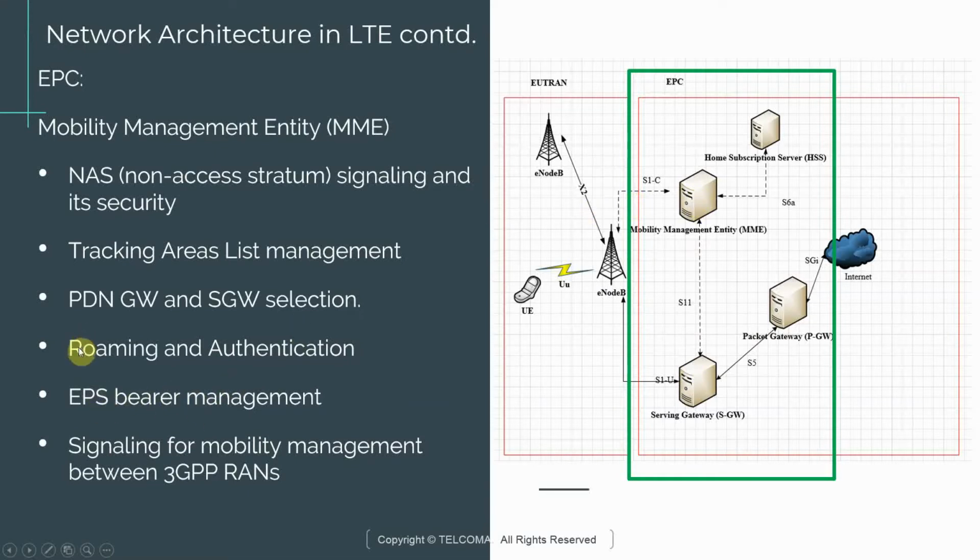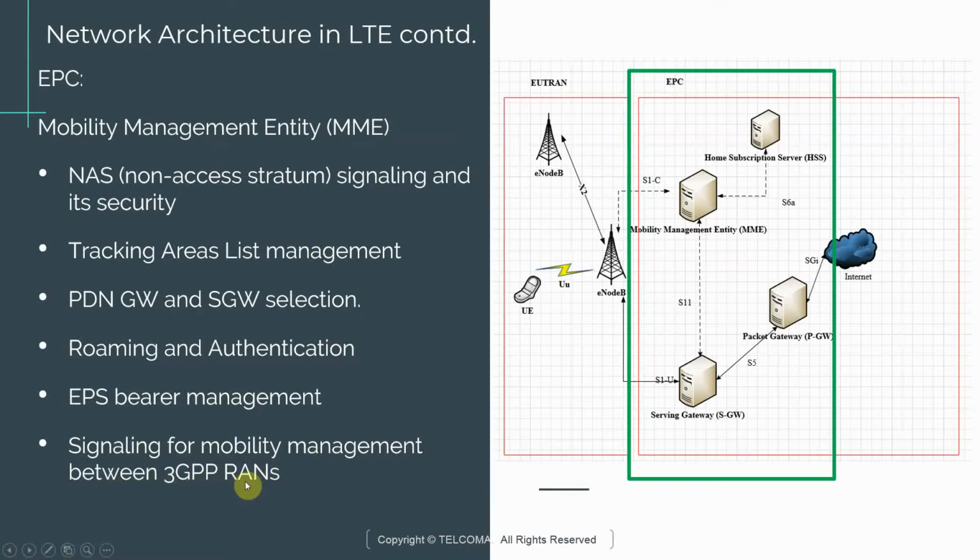It is also responsible for roaming and authentication of subscribers. In this case, subscriber means a user equipment or a smartphone or a device. The authentication is managed by the MME. And the MME is also responsible for bearer management, EPS bearer management. I won't describe what a bearer is here. I have one of the later slides for that, but the MME is responsible for it. It is also responsible for signaling for mobility management between 3GPP RANs.